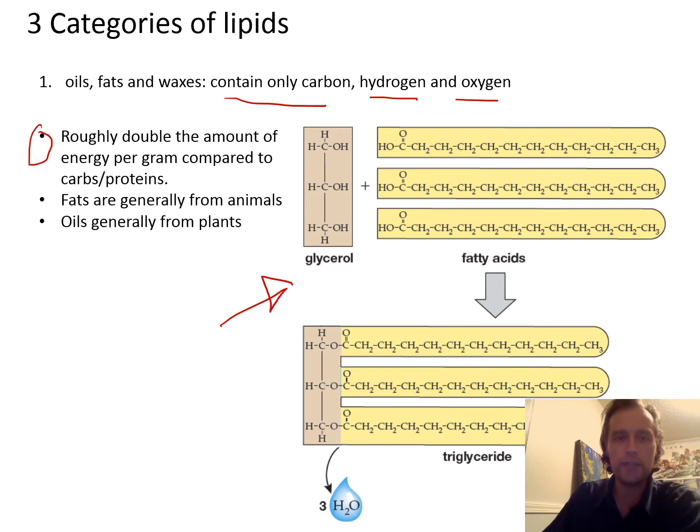They have roughly double the amount of energy per gram compared to carbs and proteins. They are hugely energy dense. If you want to know why, unfortunately, the answer is a lot of chemistry. In short, bonds between carbon and hydrogen, when oxygen is not nearby, are very high energy. That's more detail than you need to know for now, though. Fats are generally from animals, and oils are generally from plants.